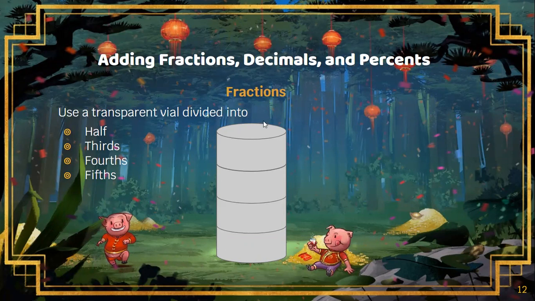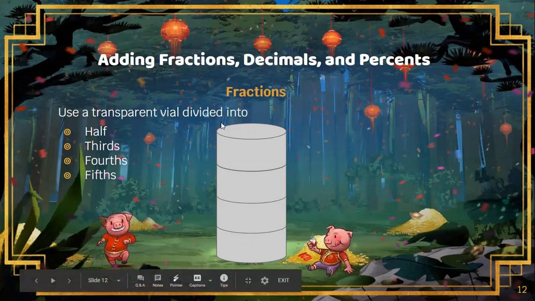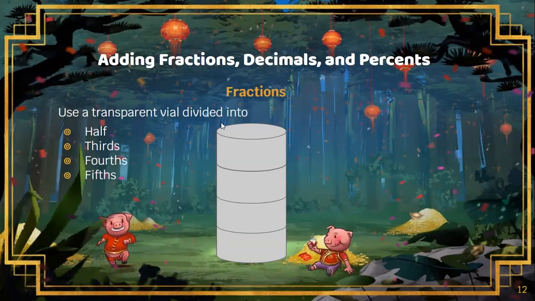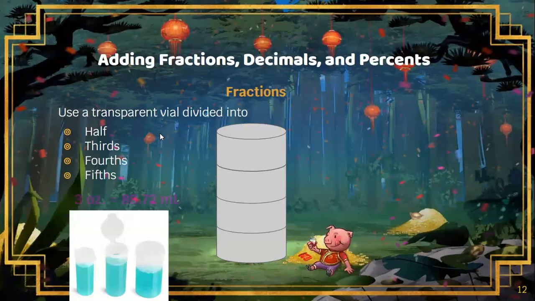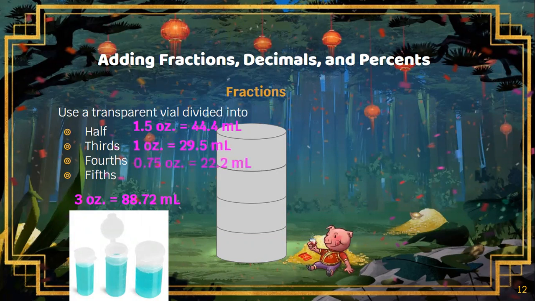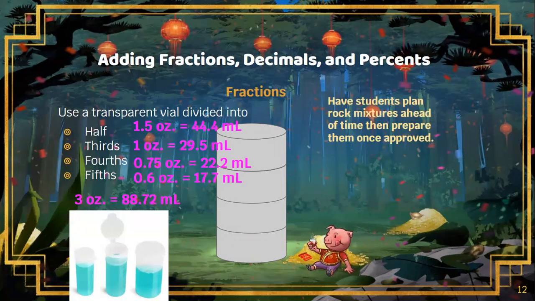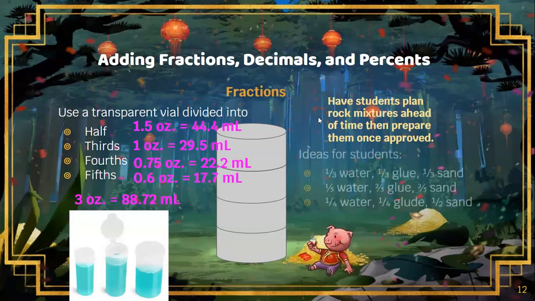And so you could program it so that the vial that you're using with the marks is smaller than the actual syringe that you're using. So that way it doesn't fill the whole syringe. So again, the 3-ounce syringes are good for mixing with the paper cups, and here are the equivalencies so that you can make your markings for the halves, thirds, fourths, and fifths. And I would have students plan their rock mixtures ahead of time and then prepare them once you've approved them.